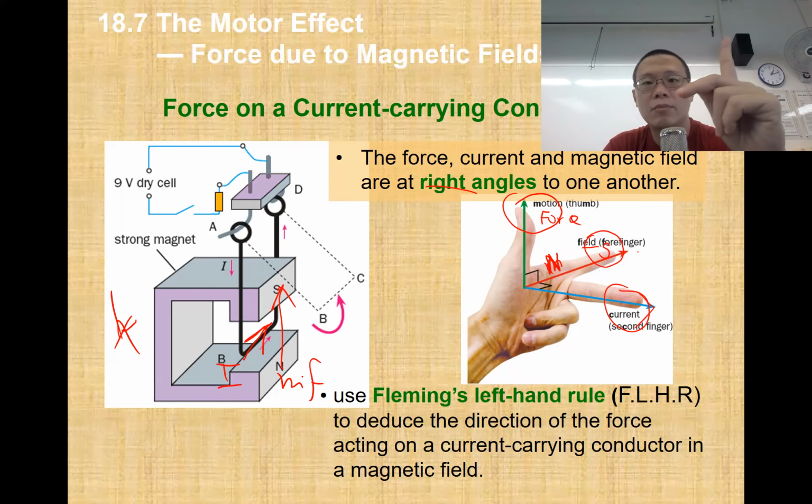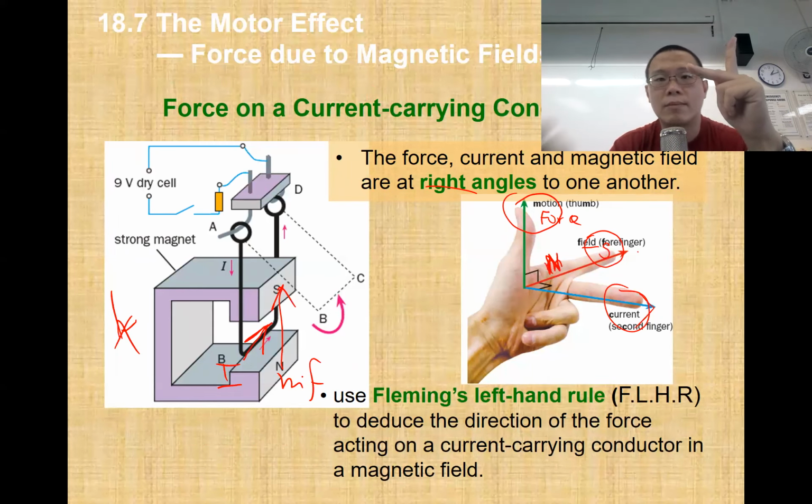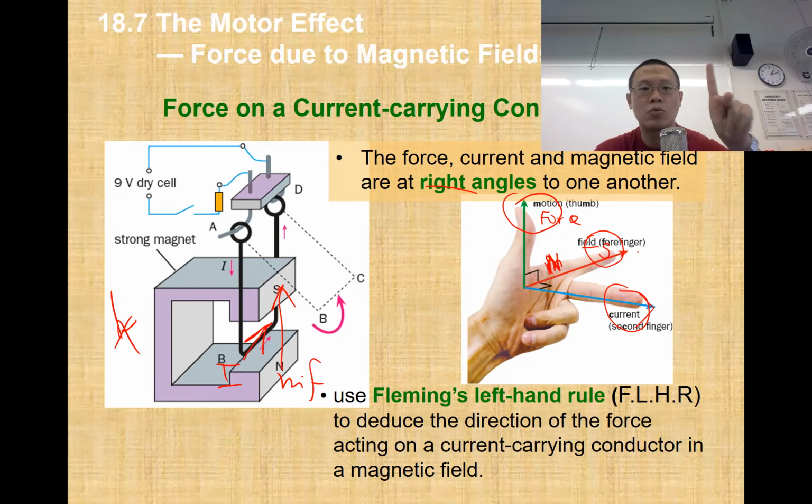So the magnetic field line is upwards. The current, which is my index finger, is inwards, so I point towards my computer screen. You can do it also, you can practice. Field line is upwards, index finger points towards the screen.